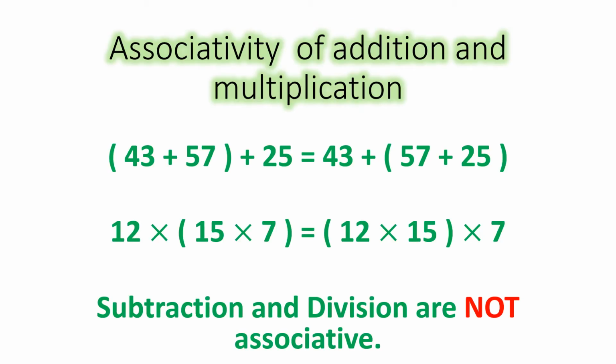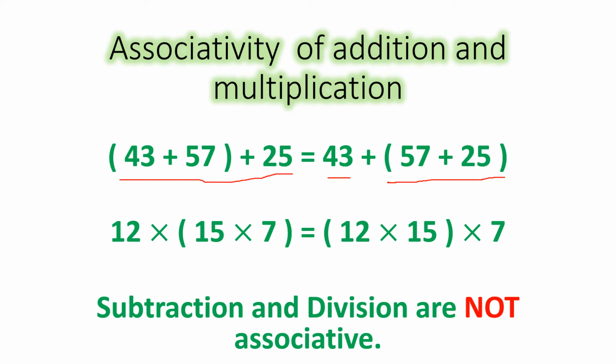See the second property, associativity of addition and multiplication. Listen here. Here we are adding two numbers, 43 plus 57, plus the third number 25. On the right-hand side, we write the first number separately, then we add the second and third numbers first, and then add the first number. Even if you change the grouping, the value will be the same.